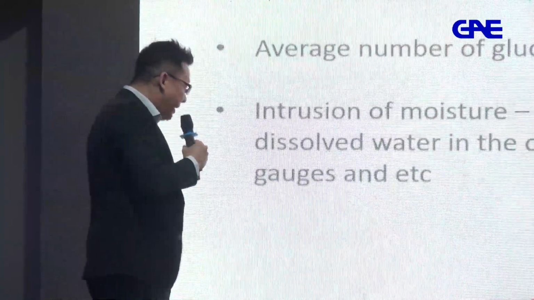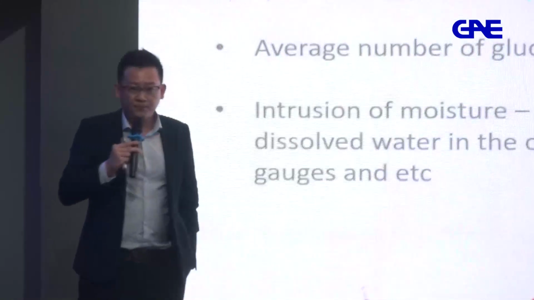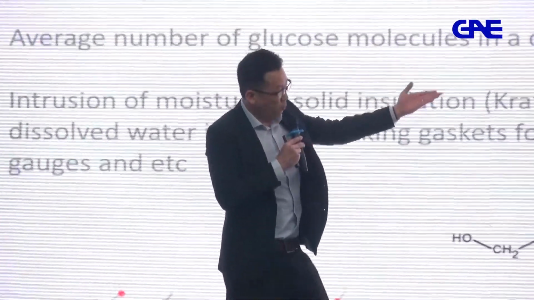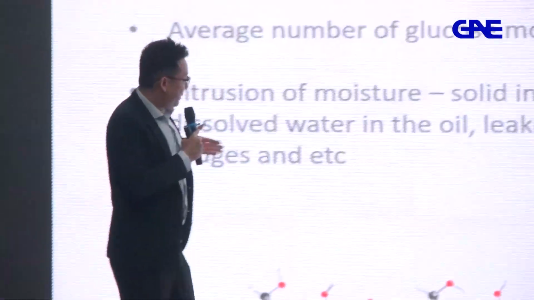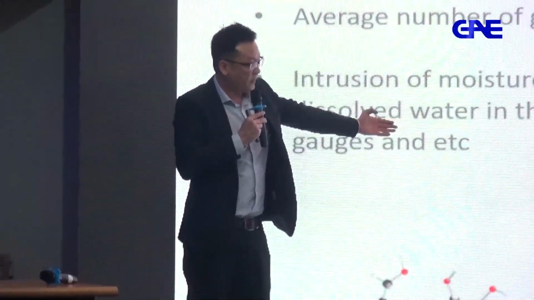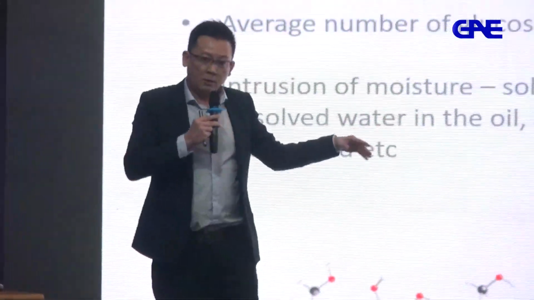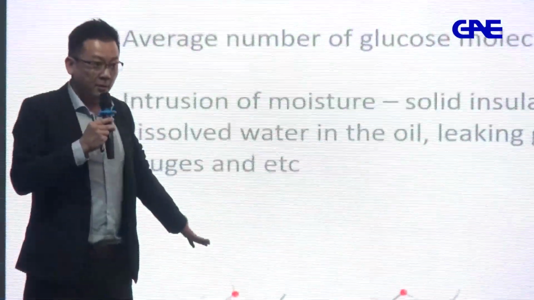But then, when it comes to intrusion of moisture: solid insulation, kraft paper, press board, wood, cellulose products, and of course dissolved water in the oil, possibly coming from a leaking gasket from the bushing, radiator flange, the PRD, the pressure relief device.